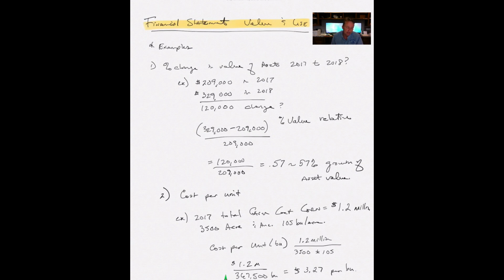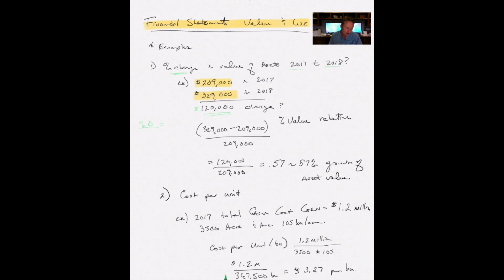If you take a look at the examples I've written for you here, the first one to look at is percent change. A lot of times we're given values, like for example, in 2017, we had assets of 209,000, but in 2018, we had assets of 329,000. Now that's a change of 120,000. This doesn't really help us by itself. So if we can take this change and put in some measure of value, it's a percent relative value, and that's what I've done in my example here.